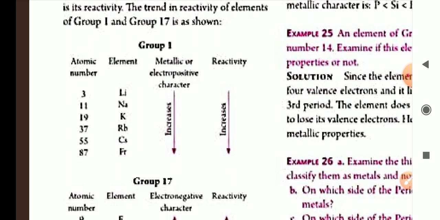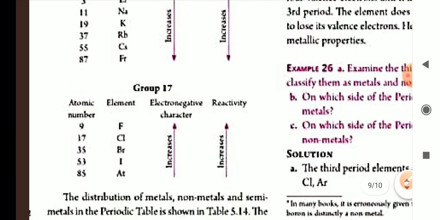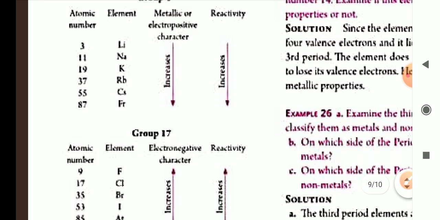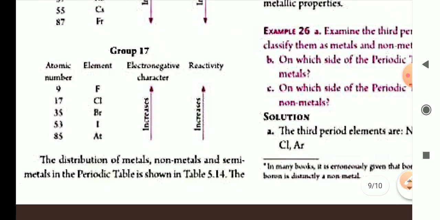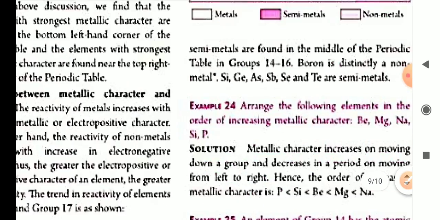When the atomic number increases, the element shows that metallic or electropositive character increases and reactivity also increases as you come down the group. The metallic character increases, but if we see from bottom to top, the electronegative character will increase and reactivity also increases depending on electronegativity. The distribution of metals, non-metals, and semi-metals in the periodic table is shown in table 5.14.